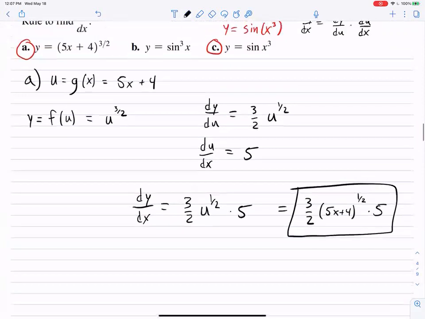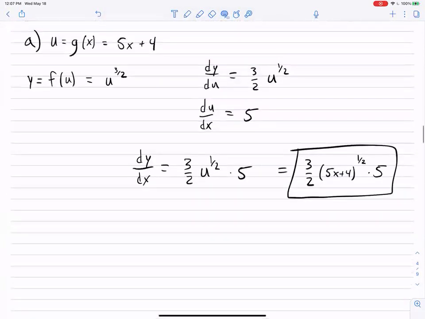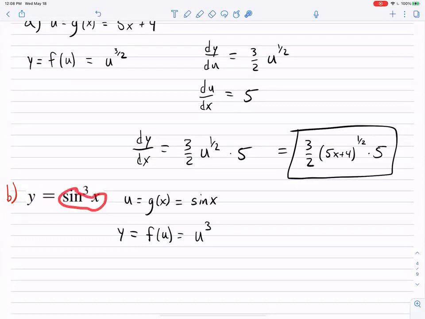Let's do all three of them, actually. So let's do B as well. So here's part B. So y equals sine cubed of x. What is the inside function? So g of x, in this case, the inside function is sine of x, right? That's what we're plugging in on the inside. And so that's u. What is y? Y is f of u, which is u cubed, right? Because sine is being plugged in, and so we're taking u to the 3rd power.